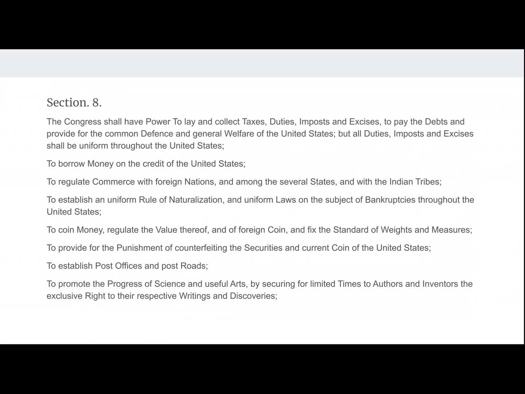To promote the progress of science and useful arts by securing for a limited time to authors and inventors the exclusive rights to their respective writings and discoveries. Congress has the ability to support science and give money to people to get them to create stuff, but they have exclusive rights to it in their discoveries. Okay, and it's something that is kind of getting lost in a lot of our stuff nowadays. Congress should be supporting arts and sciences, but they also get the chance to benefit from it.